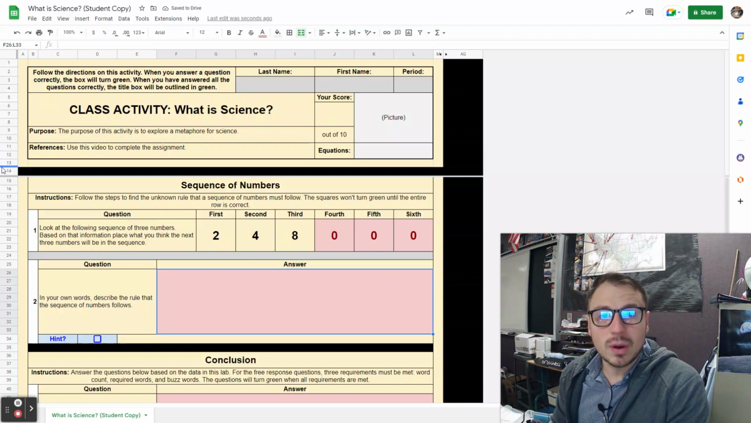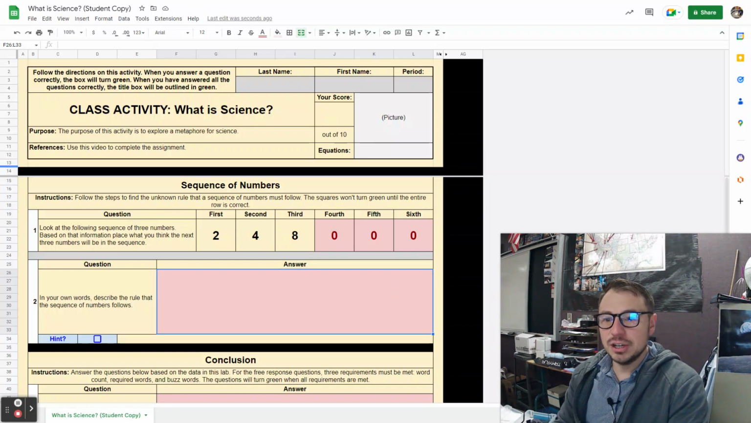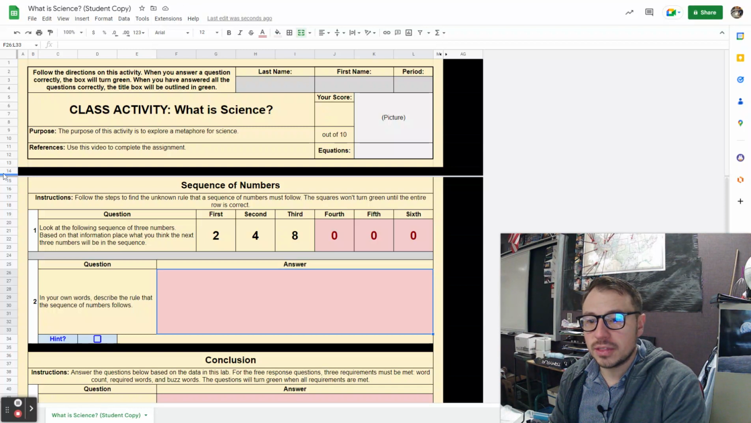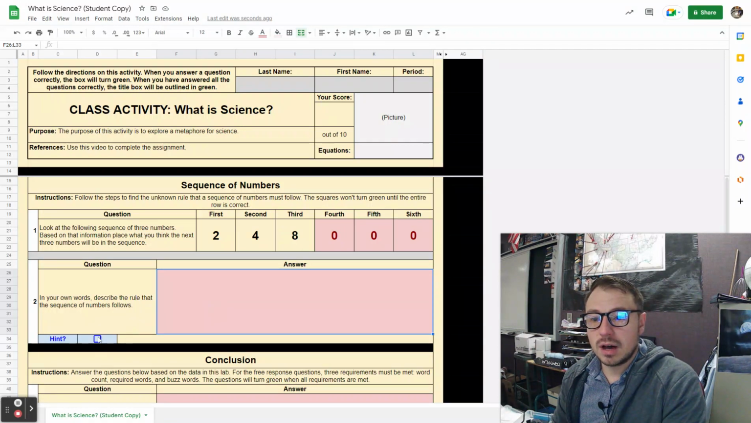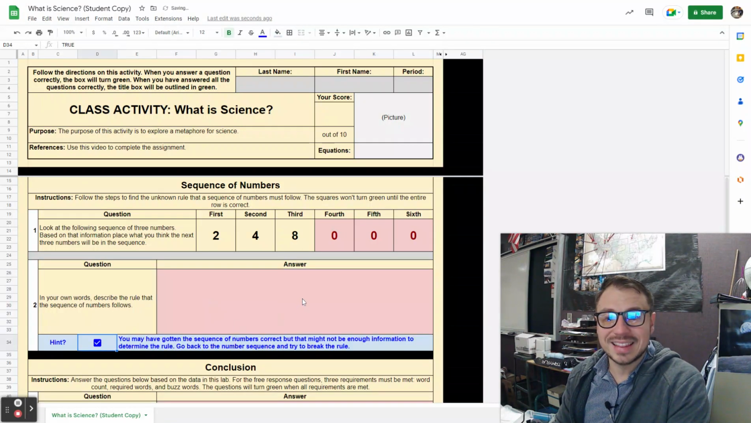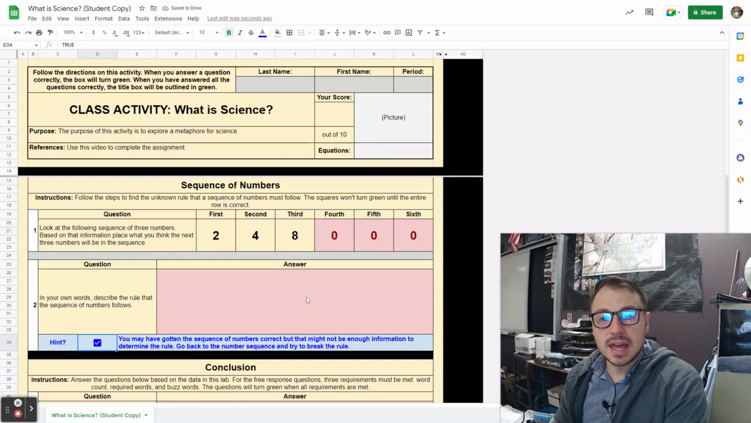Now, let's look at question number 2. In your own words, describe the rule that the sequence of numbers follows. So there is a specific rule that this sequence follows, and you have to get that. Now, I give you a little hint here. You may have gotten the sequence of numbers correct, but that might not be enough information to determine the rule. Go back to the number sequence and try to break the rule. So that's going to be the key to getting this, right?